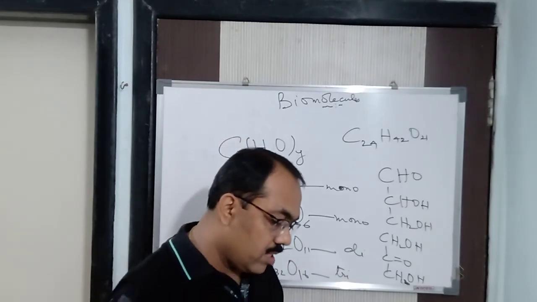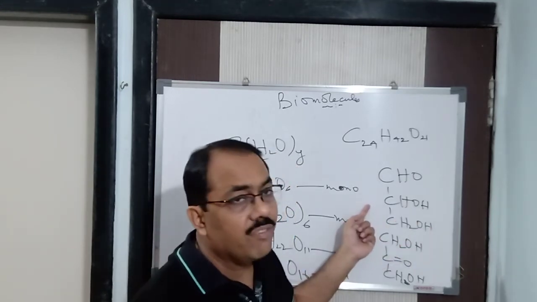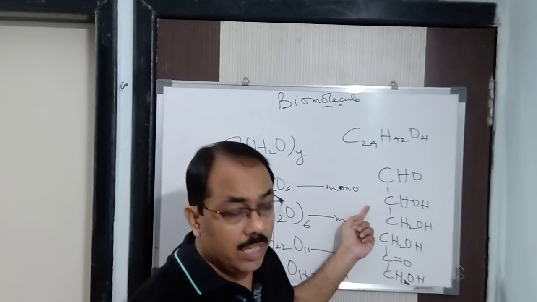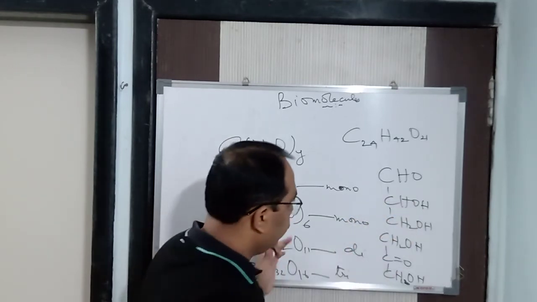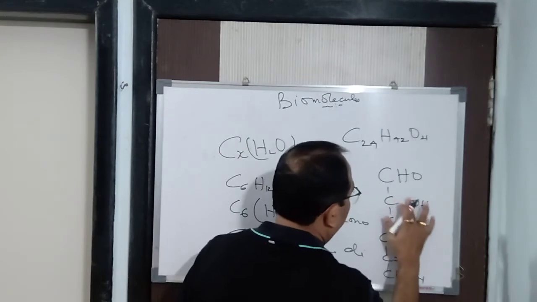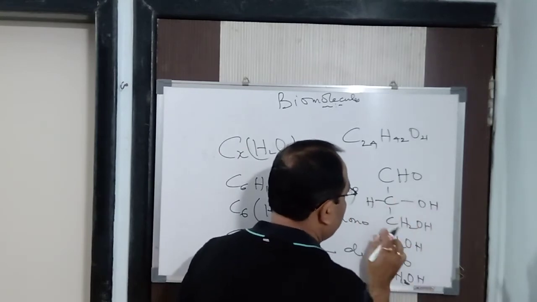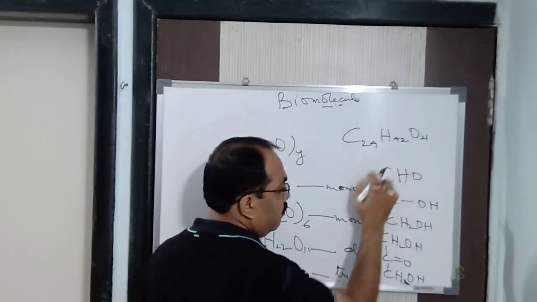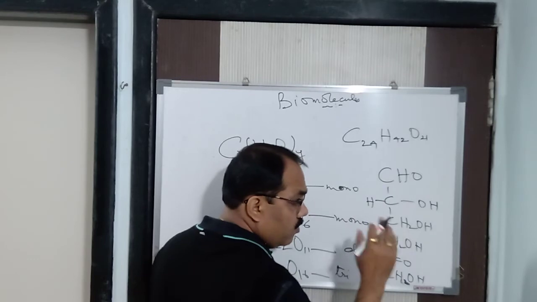Clear? So in this way, if the OH is on the left side, it is known as the L family, L-glyceraldehyde. Again I repeat, here you can see OH is on the right. Here I can write it in this way, OH and here H. So this compound is D-glyceraldehyde. Capital D, not small d. Small d is dextro.